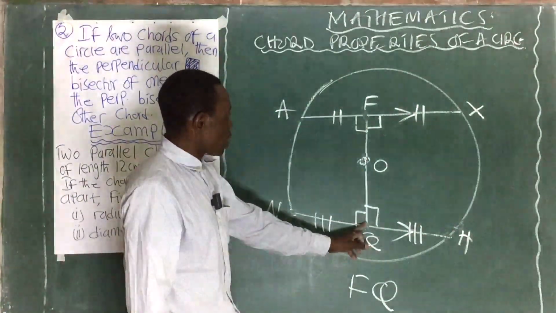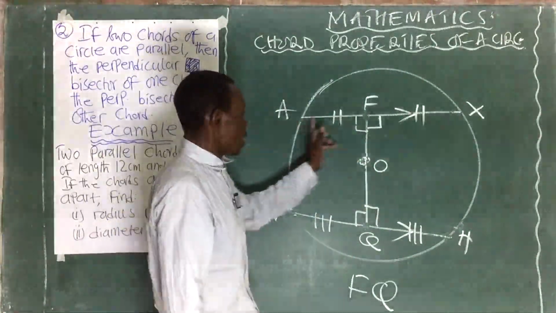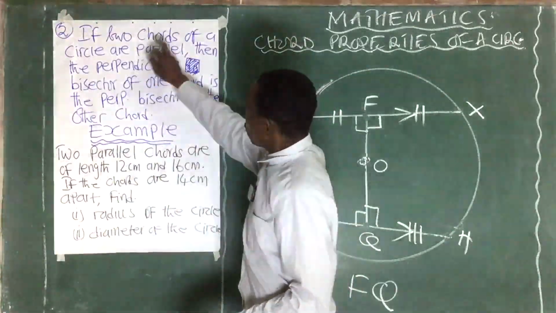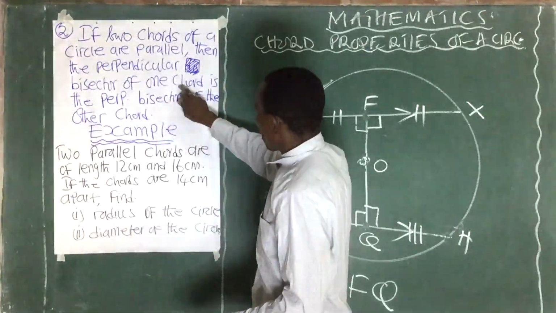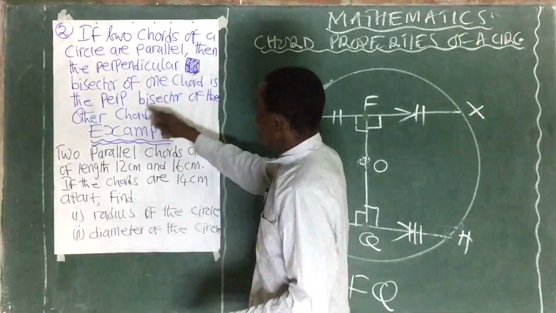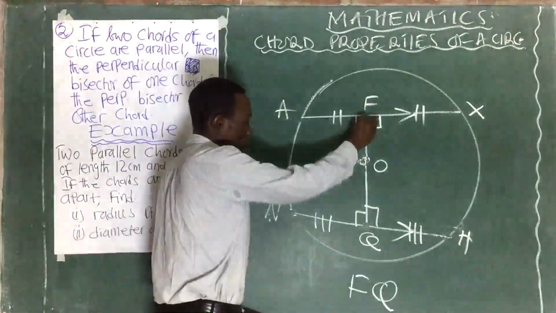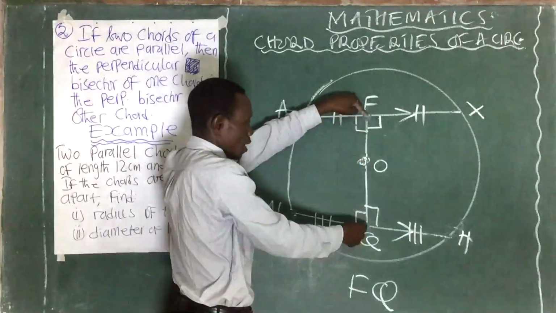You'll be able to see that the line is just like one line in this case that is bisecting the two chords. So what is referred to here when we say two chords of the circle are parallel, then the perpendicular bisector of one chord is also the perpendicular bisector of the other. In this case, we are referring to this line here, that is FQ. This is just like a common bisector. It's just like a single line.